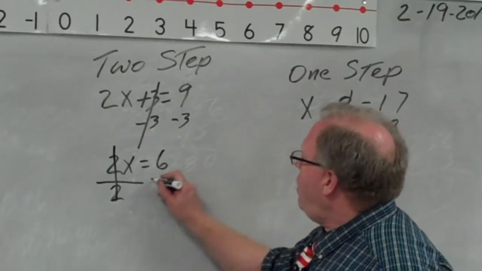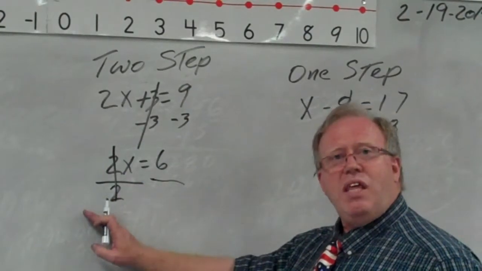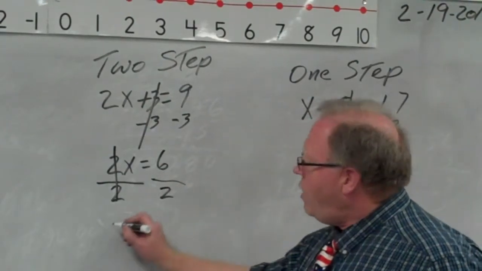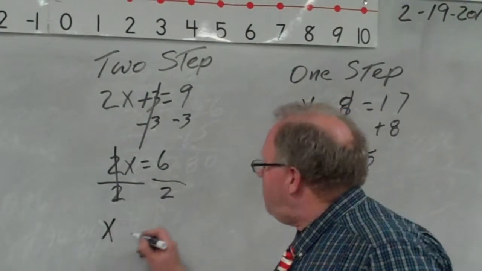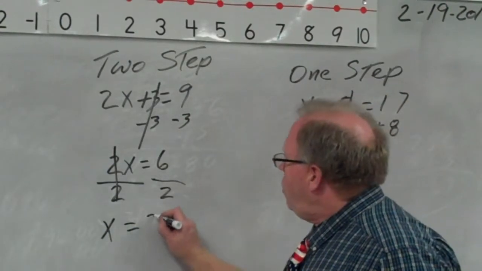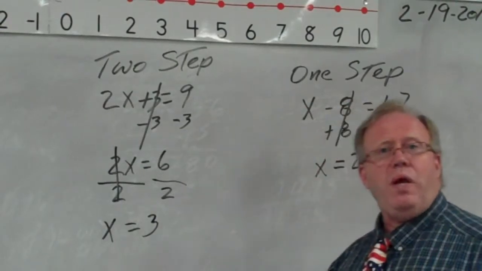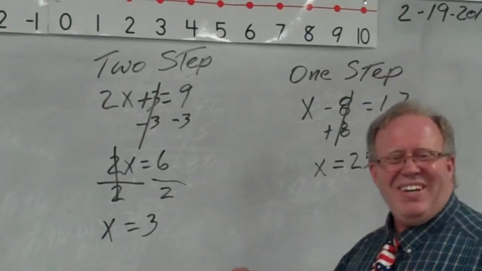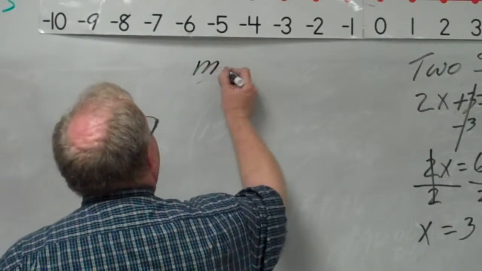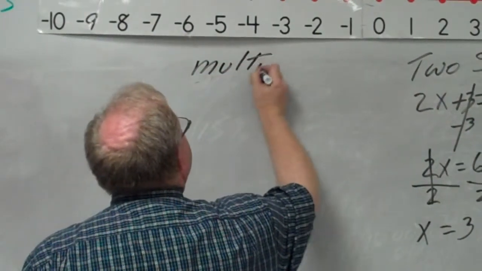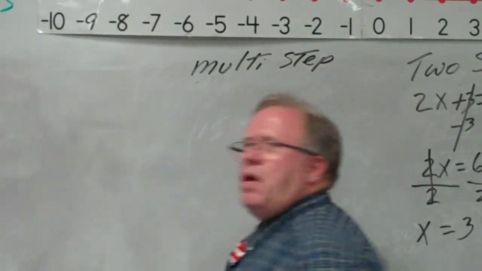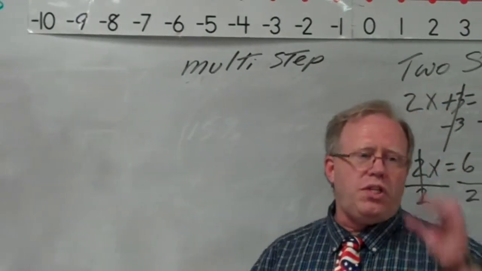That'll cancel that out. Again, whatever we do on one side of the equal sign, we have to do on the other. So we're going to divide this by 2 as well. We'll rewrite our problem. X equals, and 2 goes into 6 3 times. So x equals 3. There's a two-step equation. Multi-step equation. We'll write that up here. Okay. Multi-step, obviously it's going to be a little more than two-step.